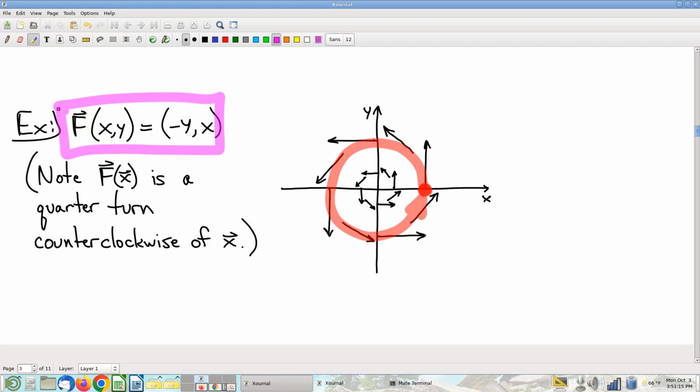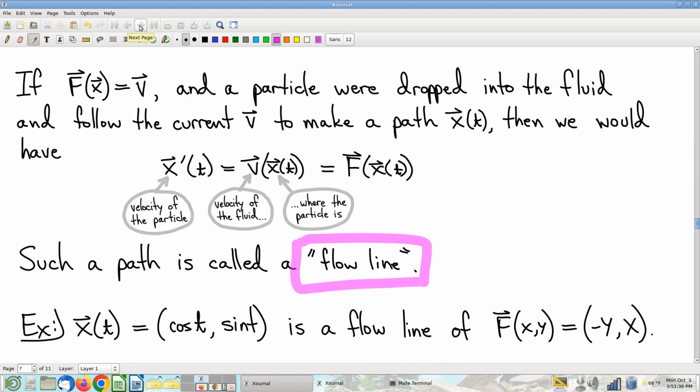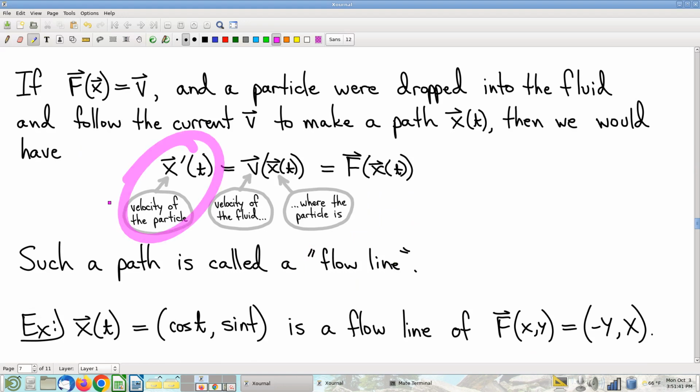In some sense, we just want to look wherever we happen to be. The vector field is indicating which way the fluid is going, and the particle should be doing exactly what the fluid is doing. And so whatever the vector field is, that should tell me what the velocity of my curve is. And that's all that we have to write down in order to define what we mean by a flow line. So the velocity of the particle is whatever the velocity of the fluid is, wherever it is that you happen to be.